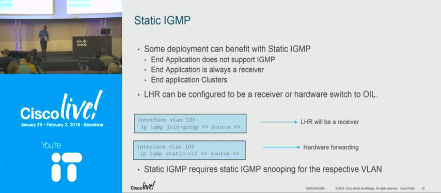There are two different ways of configuring static IGMP. One is using the join group, and the other one is static OIF. The difference between these two is, when you configure join group, the packets get punted to the CPU. So this is used for testing purposes.